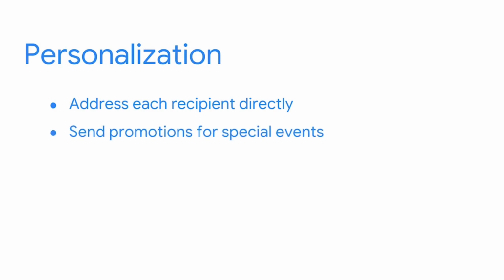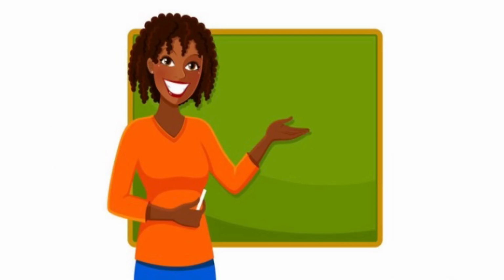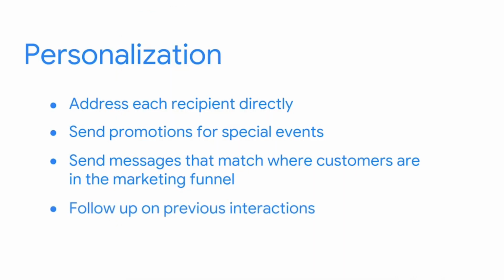Here are a few examples. Email marketers can address each recipient directly by putting their name in the greeting or subject line. Send promotions for special events like birthdays, holidays, or anniversaries. Send messages that match where customers are in the marketing funnel. For example, an email about a loyalty program probably shouldn't go to subscribers who are still at the consideration stage. And finally, they can follow up on previous interactions, like asking a customer to share their opinion on a recent purchase.